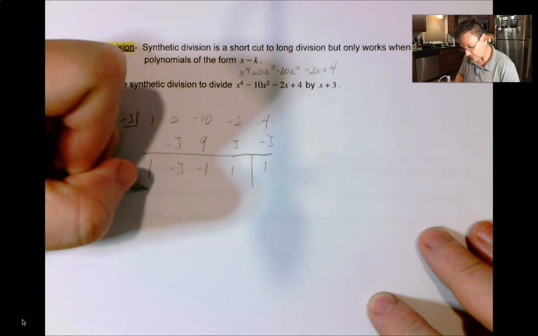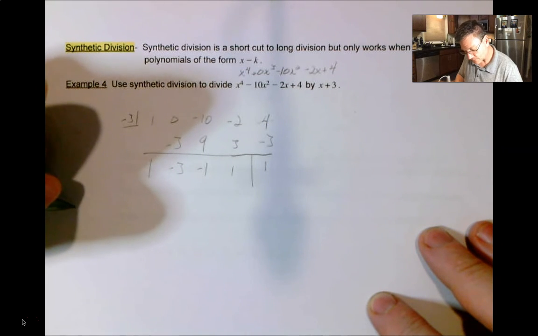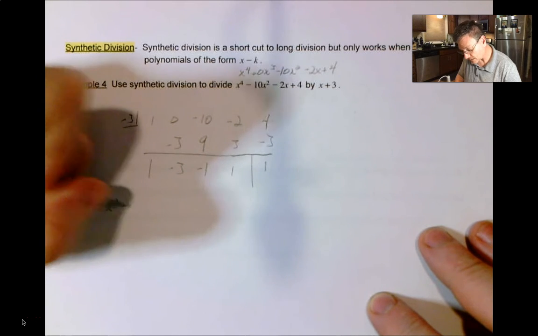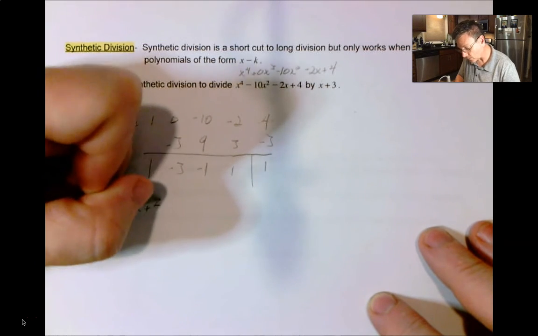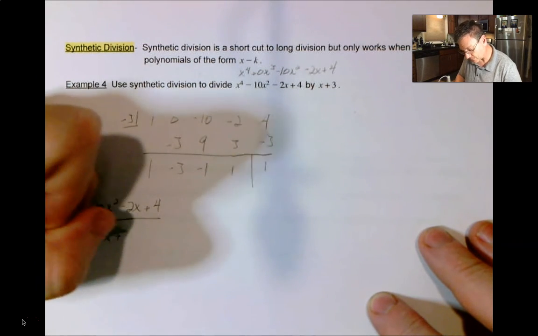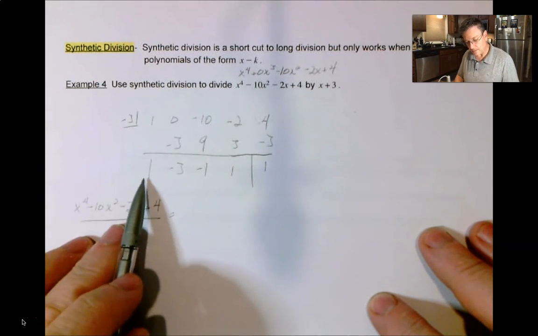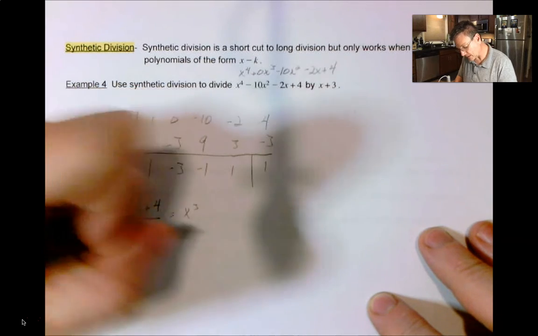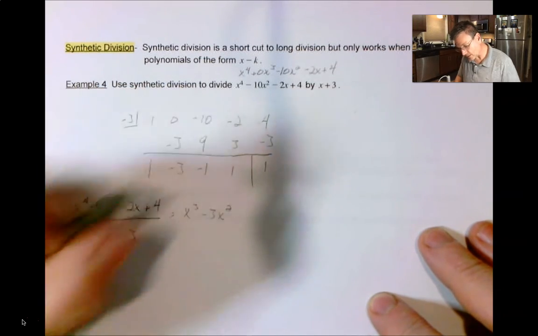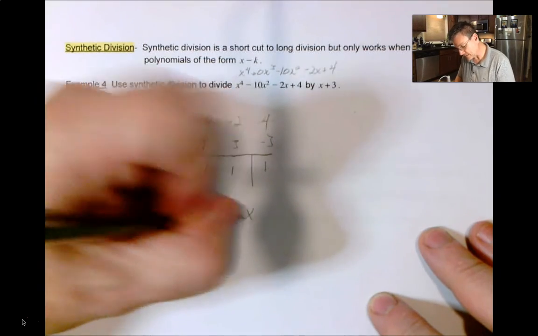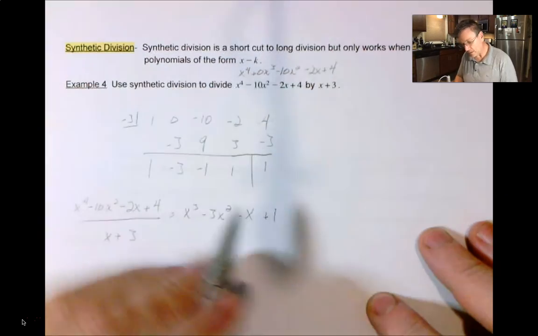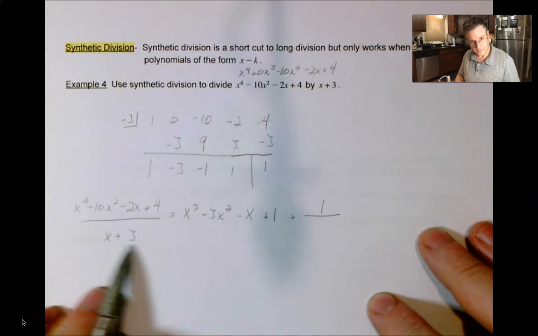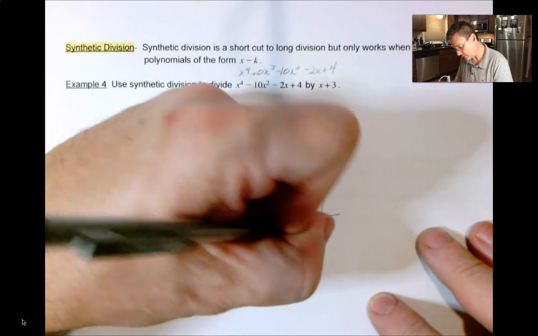This becomes, well, the original function, x to the 4th minus 10x squared minus 2x plus 4 divided by x plus 3 equals, this was x to the 4th, this is x cubed minus 3x squared minus x plus 1 plus the remainder, plus 1 over what we're dividing by, x plus 3.